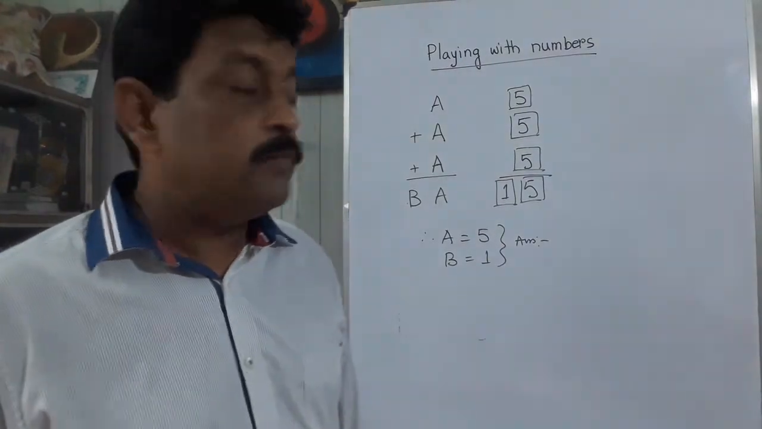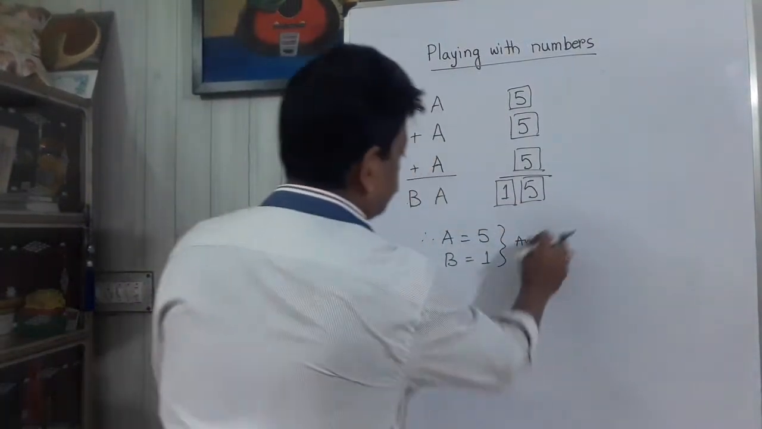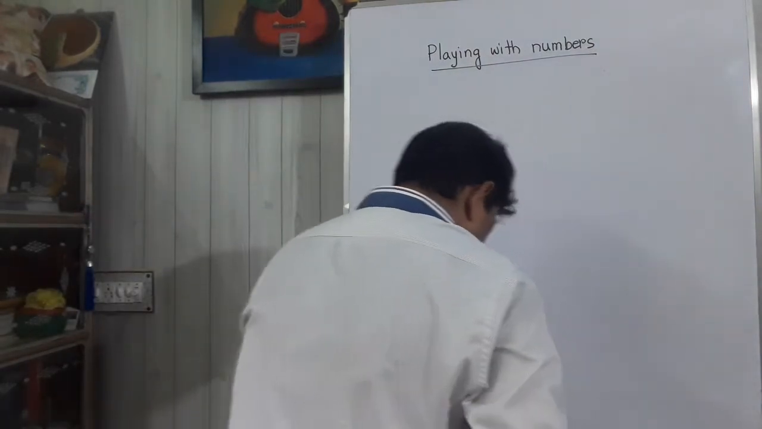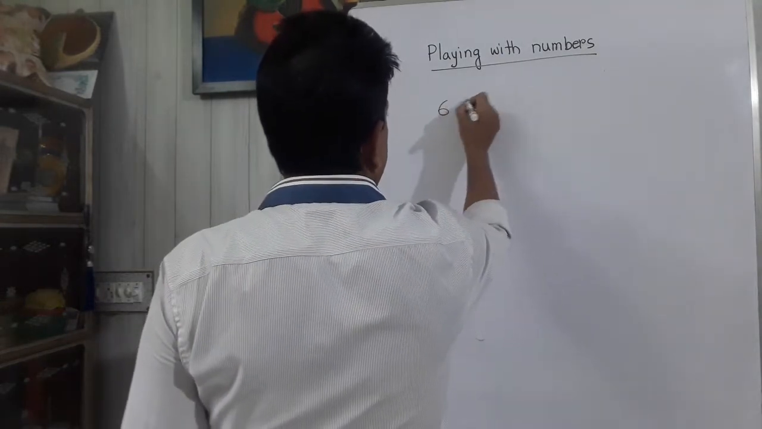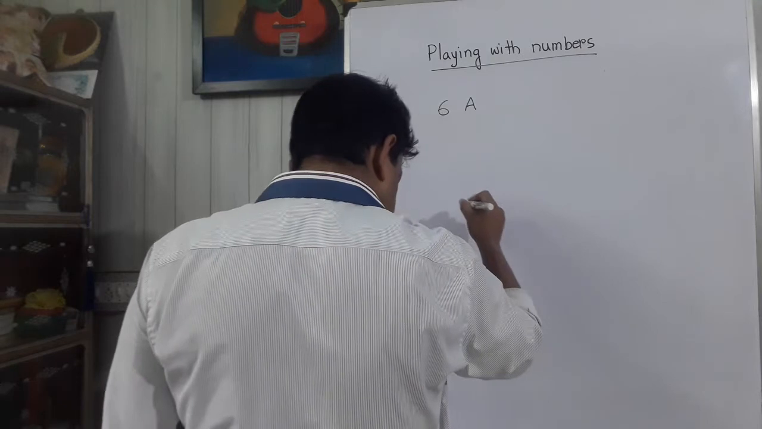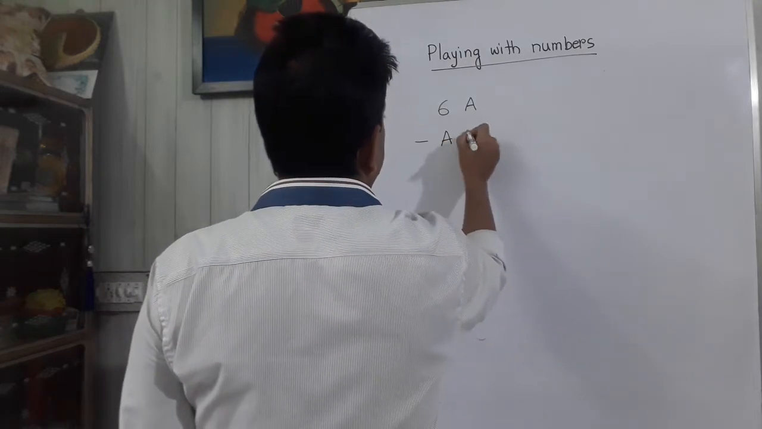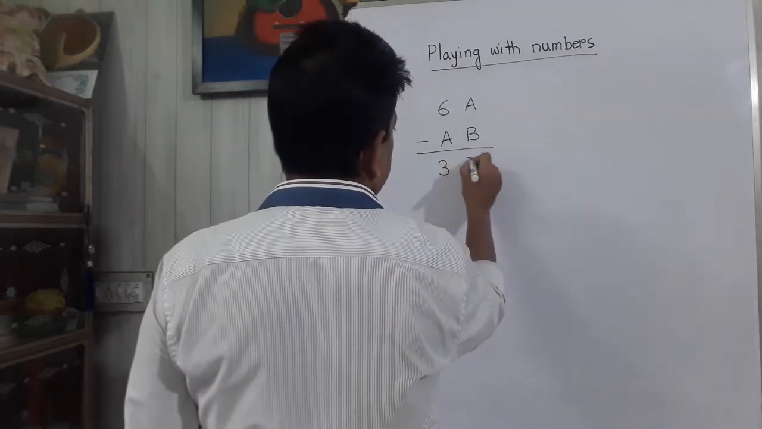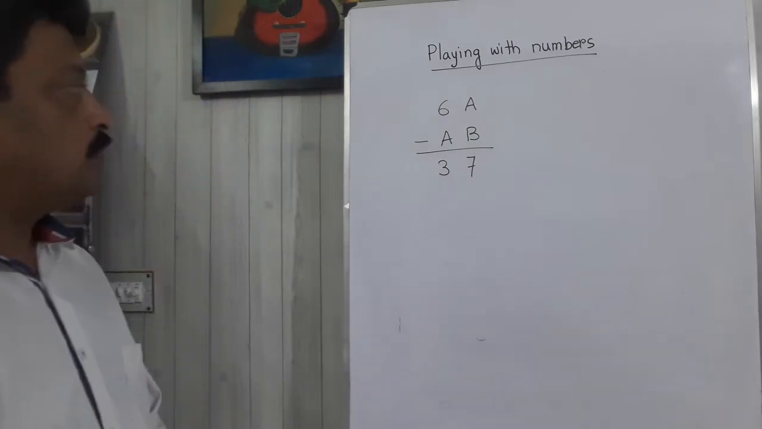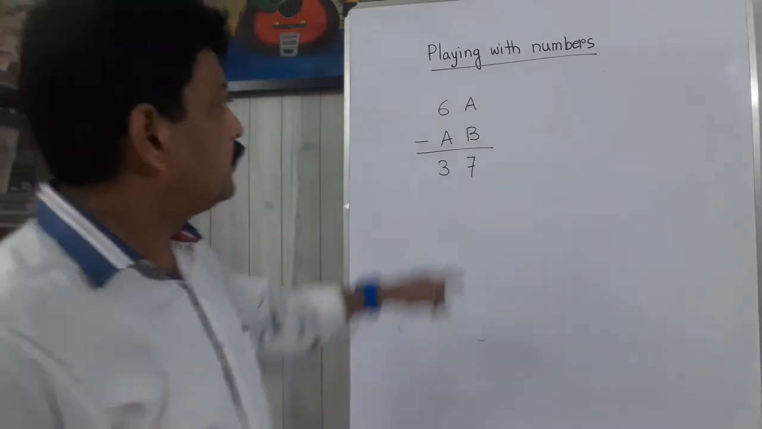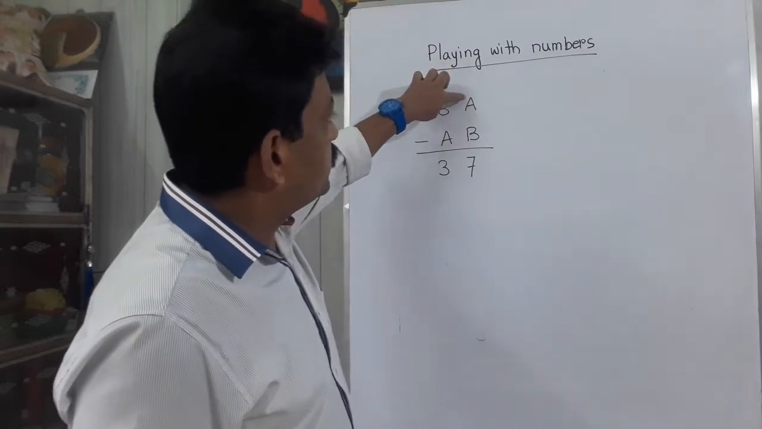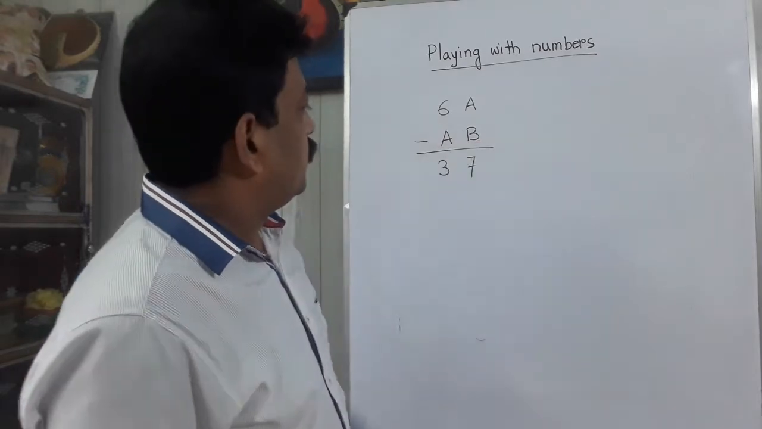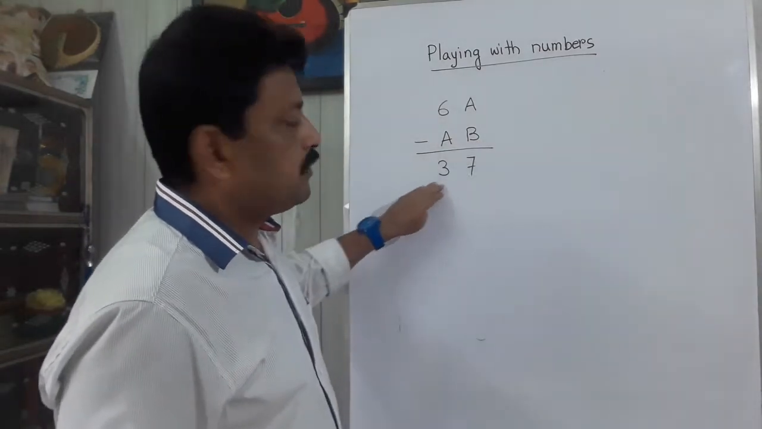Now one sum from subtraction. 6A minus AB, the answer is 37. We have to put A here, which means we have to put the same number here, and here a different number, such that the difference will be 37. Okay.